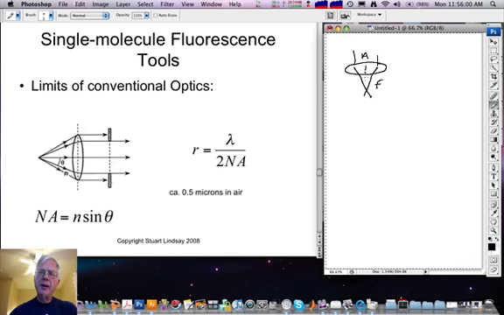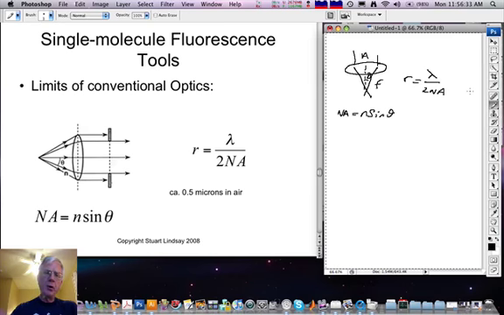we can define an angle of this cone of light theta, and then the numerical aperture of the lens is defined by n, the refractive index of the medium, sine theta. So given the limitations on how small one can make a focal length and the size of an aperture, the resolution, it turns out, is given just by the wavelength of light over twice the numerical aperture. This is typically half a micron.